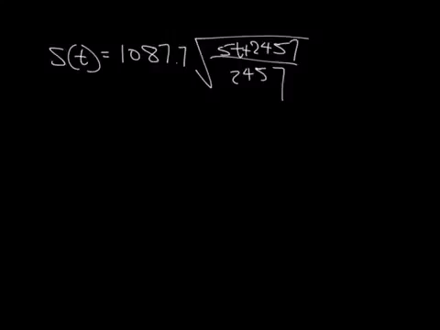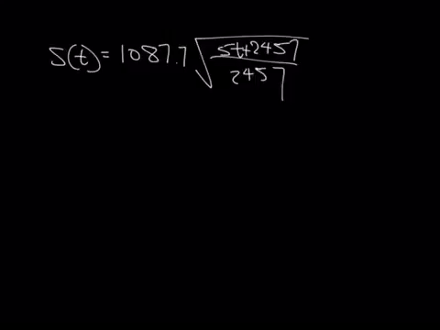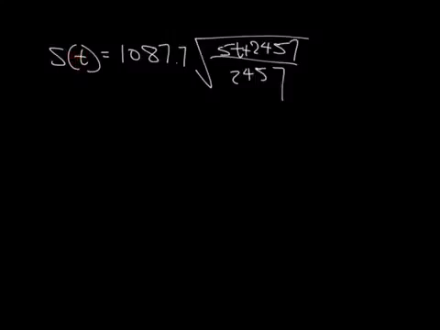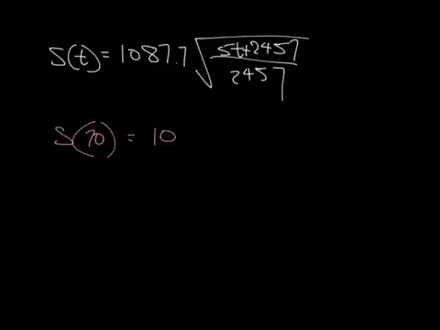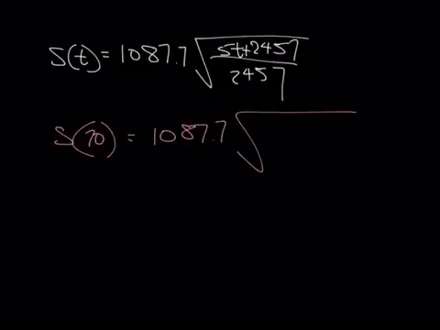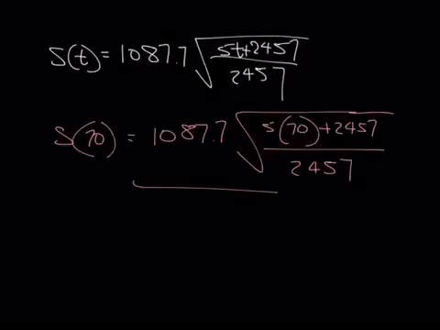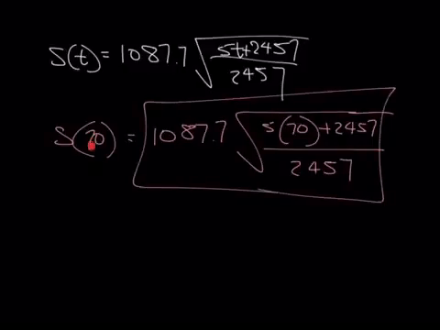Okay, so that's what you're doing with the applications. You're just taking a formula that they give you and plugging the numbers in. Okay, but just don't forget, if you're doing it at 70 degrees, you're going to write S of 70, the speed of sound given that the temperature is 70, equals 1087 square root of 5 times 70 plus 2457 all over 2457. And then you're going to solve it. But the key thing is don't forget to start practicing putting in what you're going to substitute in for t. Very important down the road. So that's it for 1.2.